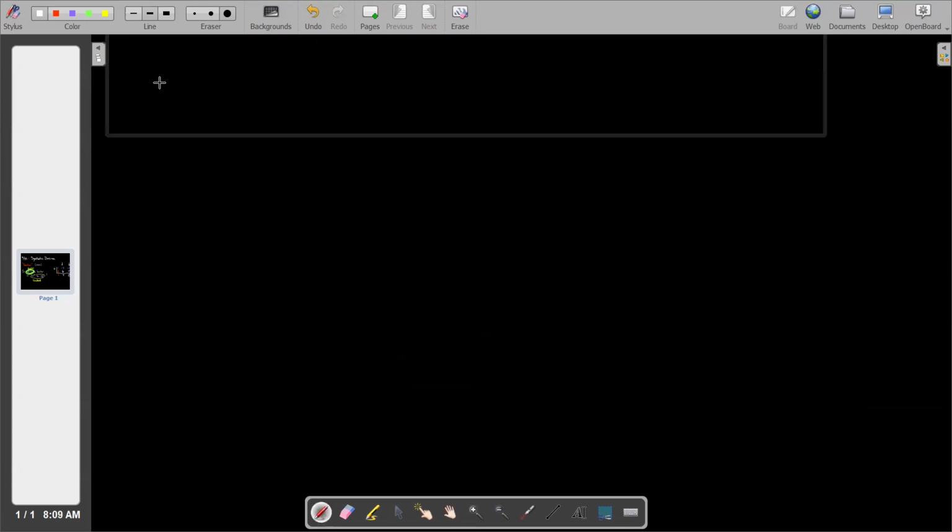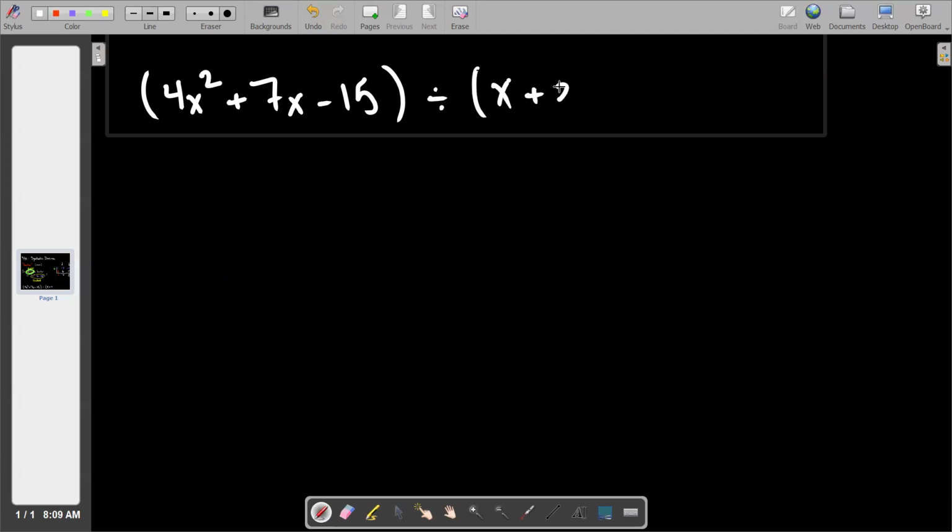Let's go again. Let's answer the question of, is x plus 3 a factor of blah, blah, blah? I'm going to write it out for you as an actual division problem. So here's what it looks like. 4x squared plus 7x minus 15. We're going to divide that quadratic trinomial by x plus 3. And the question implied here is, is x plus 3 a factor of 4x squared plus 7x minus 15?